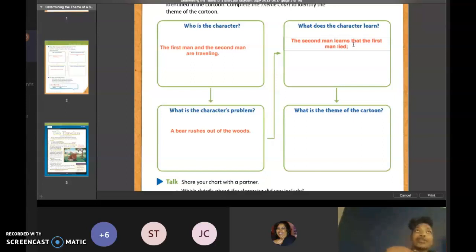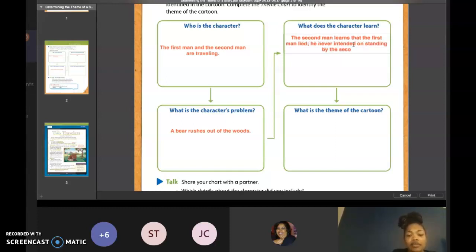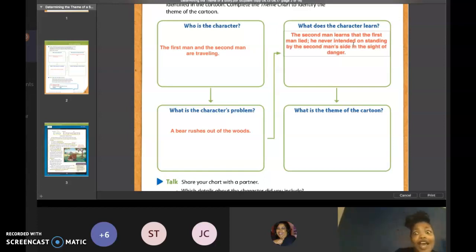I think that with reading this story, I don't think the first man ever intended on keeping his promise and standing by the second man's side. So I'm gonna add that in there because I think that's really important to note. He never intended on standing by the second man's side in the sight of danger. Now, I know this because the first time that he actually had a chance to keep his promise, he broke it immediately. So I think that lets us know that, hey, you know what? He actually never intended to even stick with the promise.